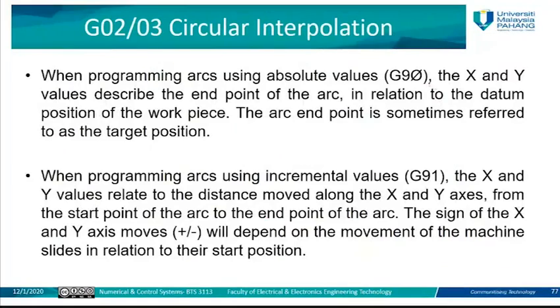In the case we are using the absolute value, as we said, which is G90, the coordinates of X, Y, Z for the target point will be referenced to the 0, 0 axis. If we are going to use G91, the coordinates here will be different because we are going to use the incremental coordinate, and it will be referenced to the previous point, as we already mentioned before about G90 and G91.